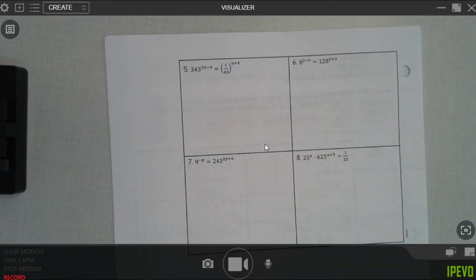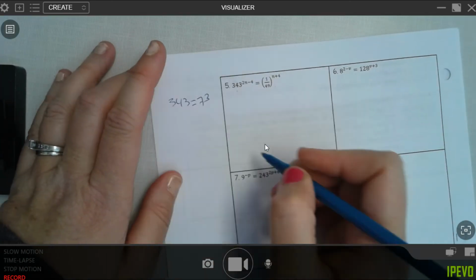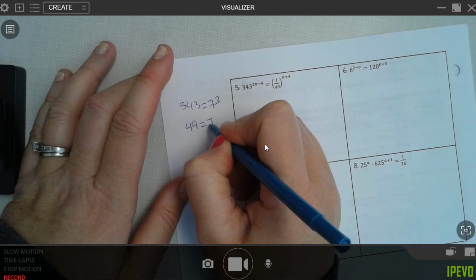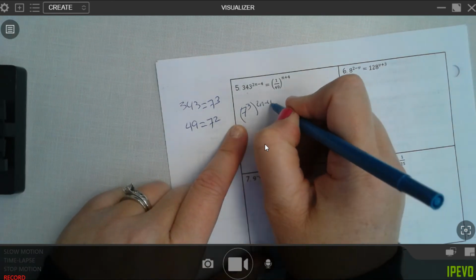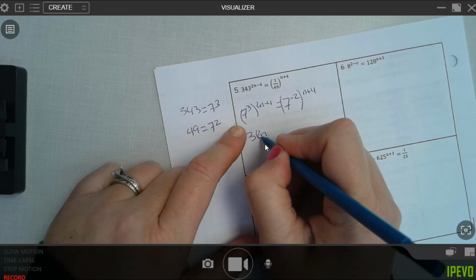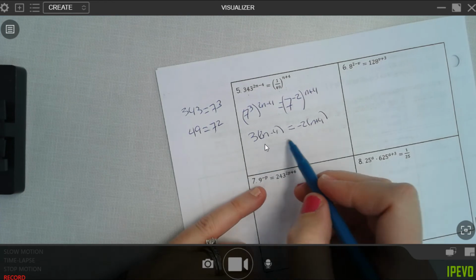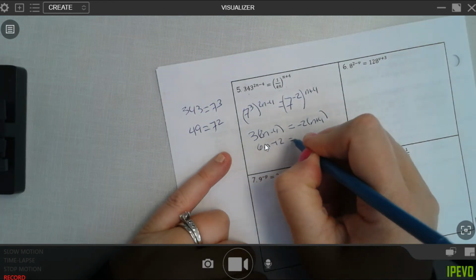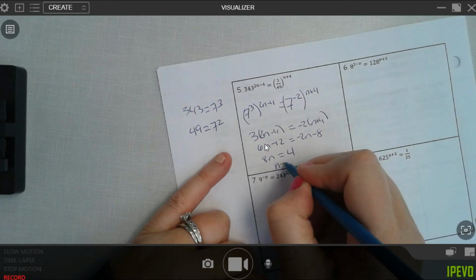So again, this is just more practice. This right here is the same thing as 7. So 343 equals 7 cubed, and 49 equals 7 squared. So this right here is going to be rewritten as 7 cubed. This would be a negative because it's on bottom, so I'm going to put 7 to a negative 2. So go ahead and multiply in. So it's really 3 times that, and negative 2 times that. All right, we're just multiplying my exponents. So add that over, add that over. So n equals 1/4.